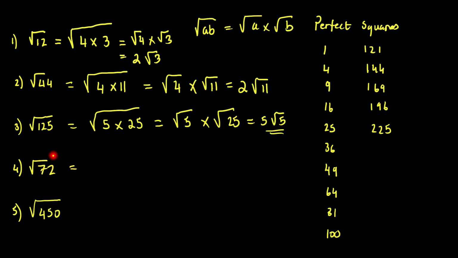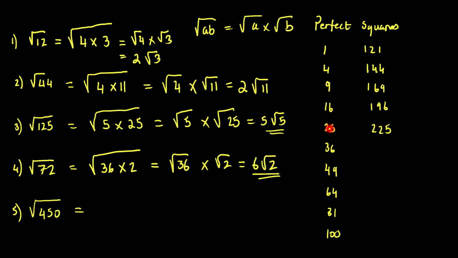Okay, now let's look at root 72. So once again, I go to all the numbers which are less than 72 and see which one will exactly divide into 72. Well, I know 49 won't, 64 won't, but 36 will go into 72 twice. So then I would write this as 36 times 2. And then that would be root 36 times root 2. And of course, the square root of 36 is 6. So that would be 6 root 2.